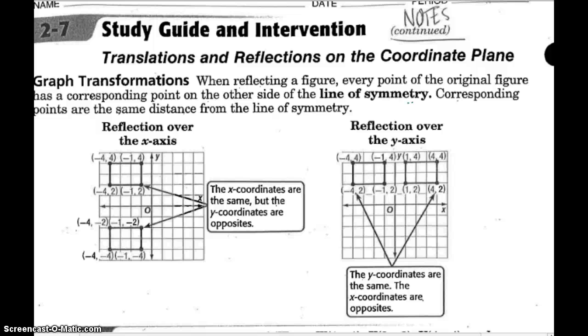They do look complicated, don't they? In reflections, there's always a line of symmetry. Good news for you, in our class, the lines of symmetry are always going to be the x-axis or the y-axis. Okay, so see how this rectangle is exactly the same on both sides, and this rectangle is exactly the same.